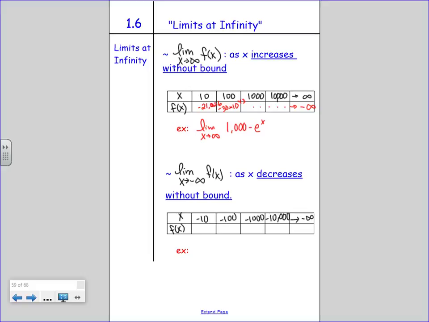Now look at it. Could you have figured that out without using a table? Yes. Because you would have had 1,000, if we were to do fuzzy math, minus, what's e to the infinity? Infinity. Who wins, infinity or 1,000? Infinity wins. Because it can keep on expanding, 1,000 is stuck, and infinity can get past 1,000 pretty quickly. So therefore we could say negative infinity, just by thinking about it algebraically.